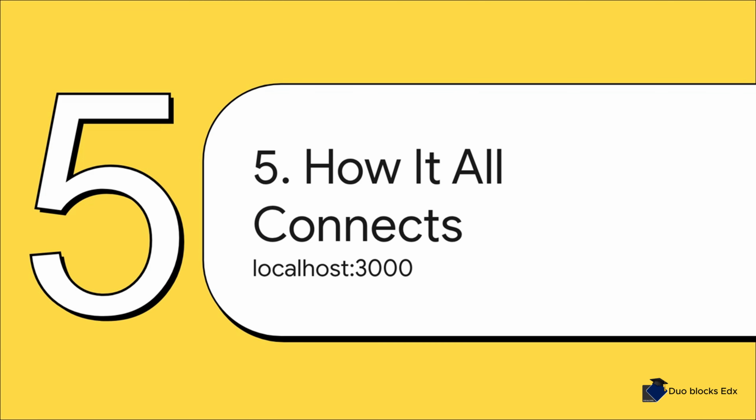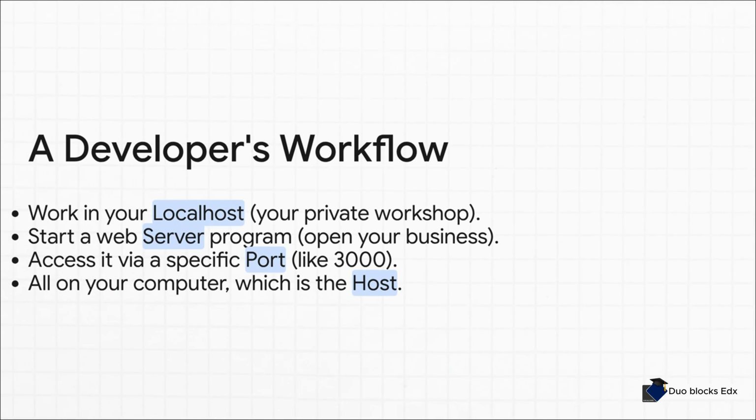Okay, let's put it all together. We have the building, the business inside, the right door, and our private workshop. So how does all of that come together to create that command we saw at the very beginning, localhost 3000? Here's how it plays out. You're on your computer, which is acting as the host. That's our whole building. You start up a development server program. Your test kitchen is officially open for business. That server listens for requests on a specific port, like 3000, a temporary side door you've picked just for development. And you access all of it by using the name localhost, your private unlisted address. See? Host, server, port, localhost.